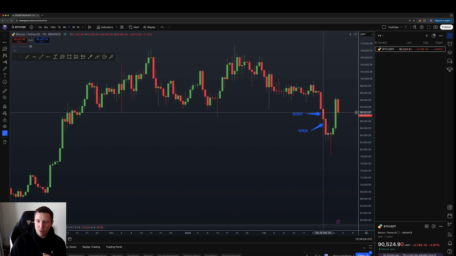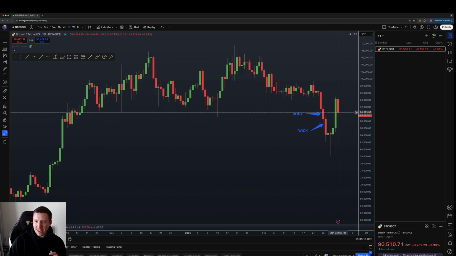And the opening price will be the top of the rectangle here, or the top of the body, and the closing price will be the bottom of the body. Now that will be the opposite on a green candle. So if we highlight Saturday the 1st of March, for example, the opening price was 84349, which is indicated by the bottom of the body, and the closing price was 86064, which is the top of the body, because as I say, that is a green candle.